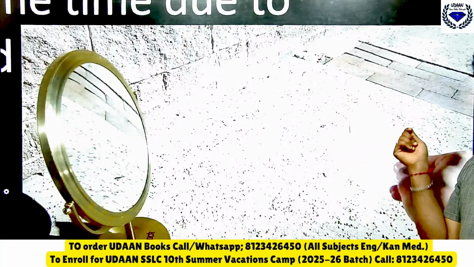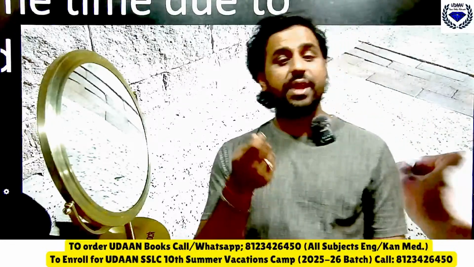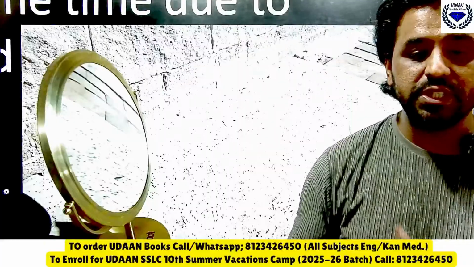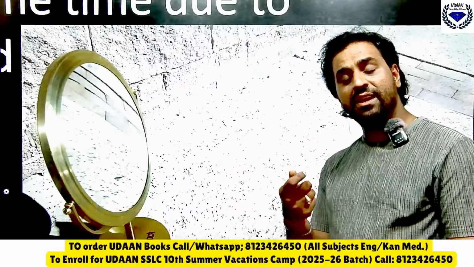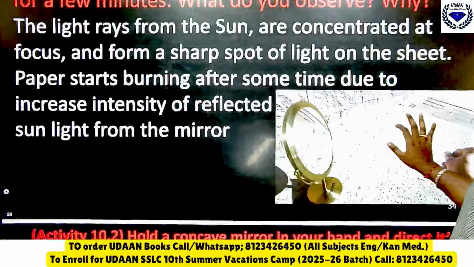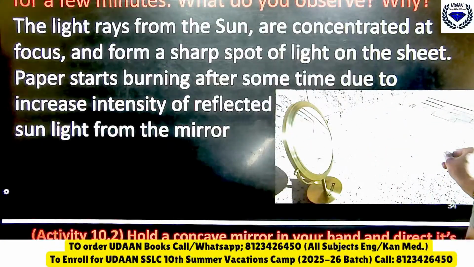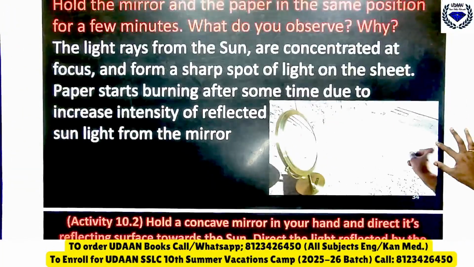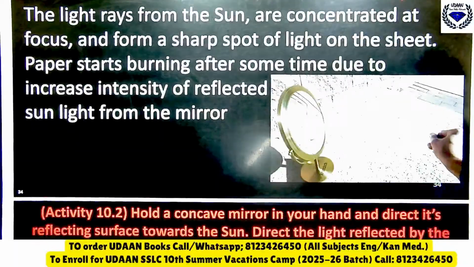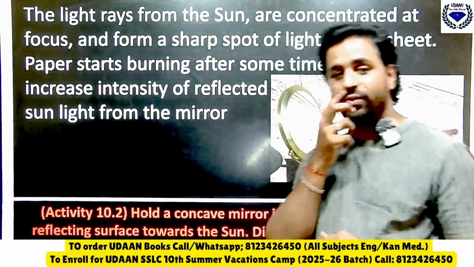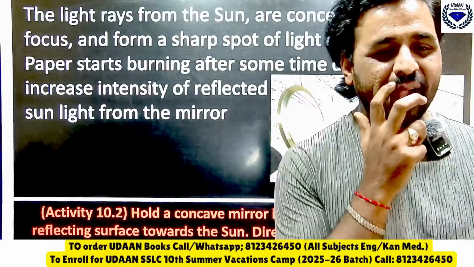After some time, due to intense heat, the paper will start burning. This shows that there is a focus. This point is a focus here. See, the light rays from the sun are concentrated at the focus and form a sharp spot of light on the sheet. The paper starts burning after some time due to the increased intensity of reflected sunlight from the mirror. So the paper burns. This is a very easy activity you people can do dear.